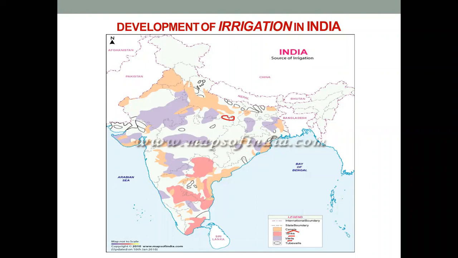I have marked it, okay, such hollow patches. Now these are the areas which receive irrigation water from tube wells, okay. So we are going to just briefly study the development of irrigation in India.